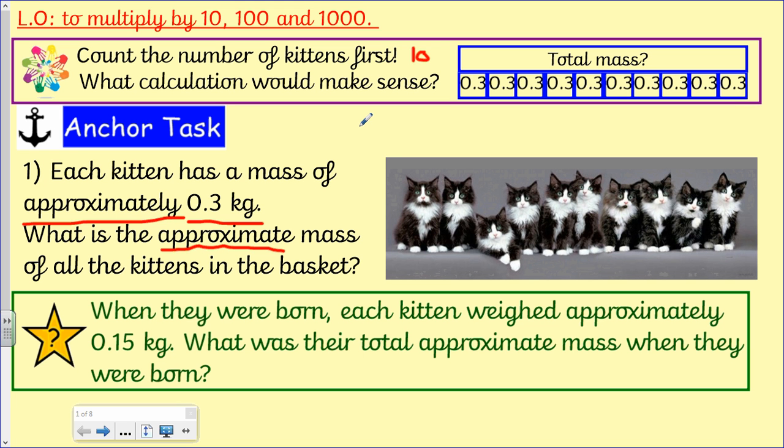So I am not going to do 0.3, add 0.3, add 0.3. I am going to do the sensible thing of 0.3, and I'm going to times that by 10. Okay, so we're going on to our line method now. I've not given myself a lot of space to do that in really.